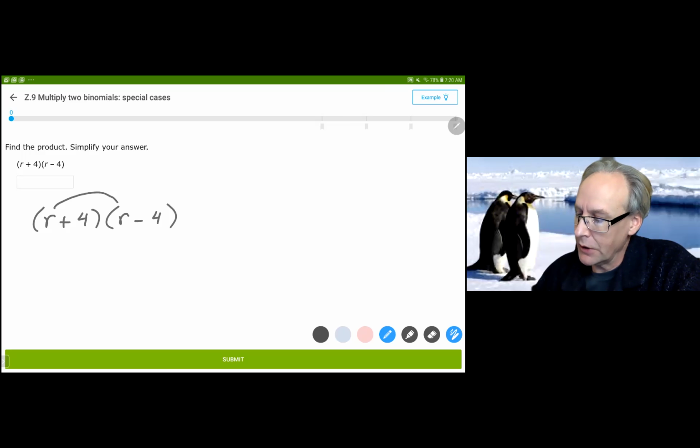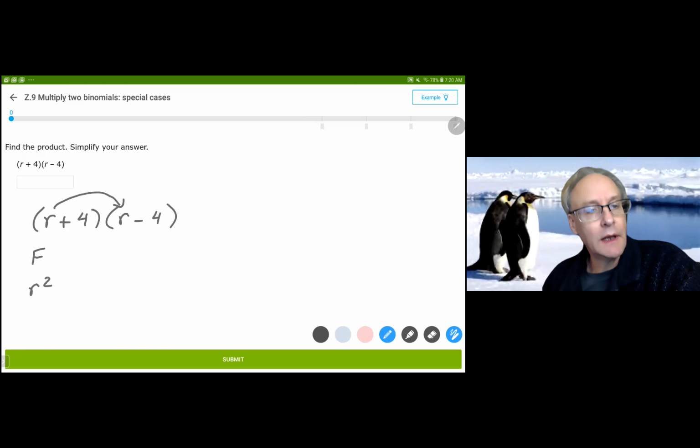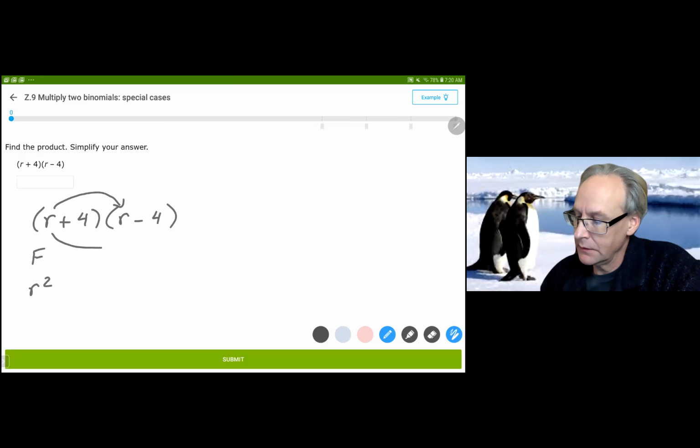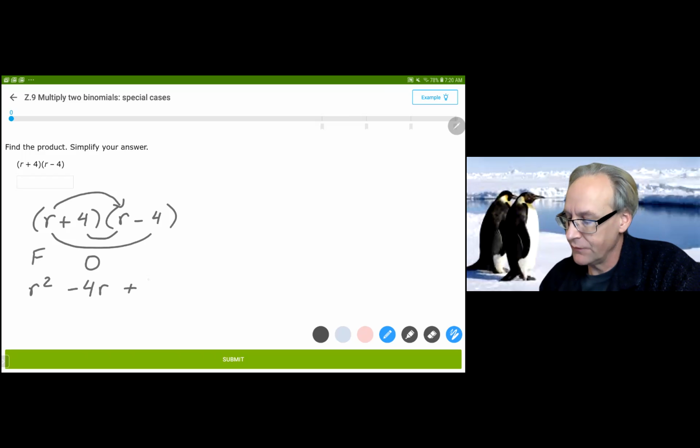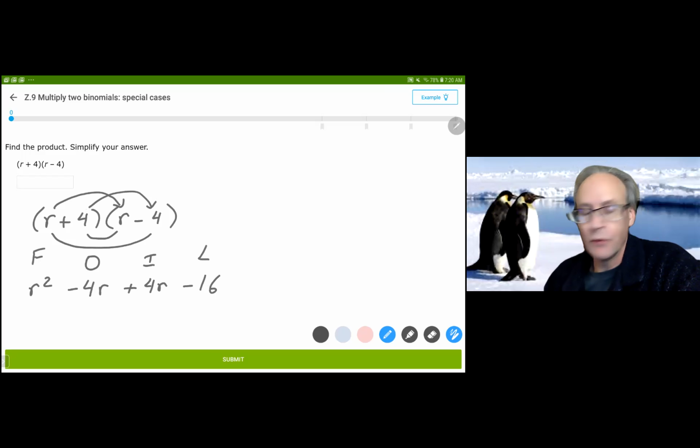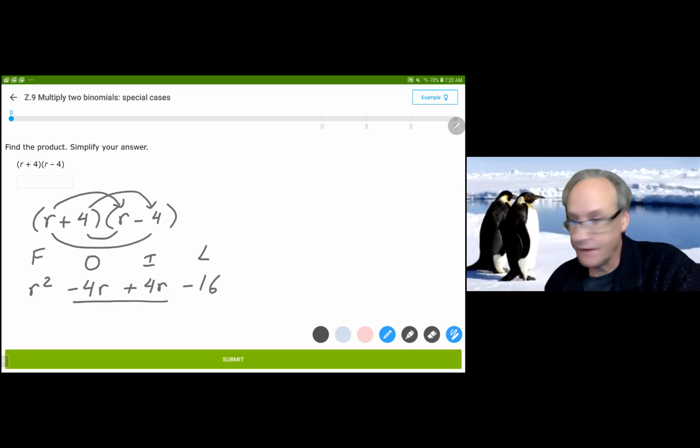So we multiply the r times the r. That's the firsts. That's r squared. And then we multiply the outer pair, which is minus 4r. And we multiply the inner pair, and that's plus 4r. And we multiply the lasts, which is positive 4 times negative 4, which is minus 16. Now, what you're going to see, of course, and hopefully notice, is that these are equal and opposite, and they give you 0. So we end up with what we call a difference of squares.